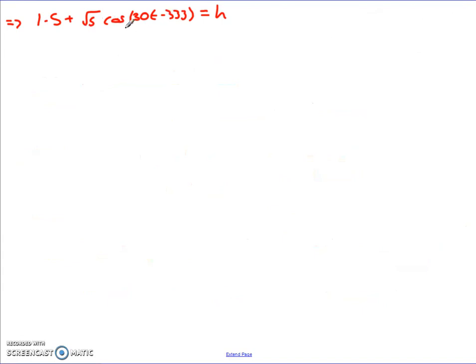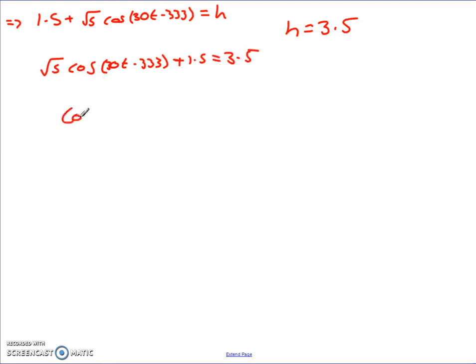So now that it's in that form, I can work with it. Now I know the critical height is when h equals 3.5. So if I substitute that into here and solve the equation, I can find when it's going to hit that critical point. So root 5 cos of 30t minus 333 plus 1.5 equals 3.5. That's where my critical height is going to occur. So take this and solve it like an equation. I then get cos of 30t minus 333 equals 3.5 minus 1.5, which is 2, divided by root 5. So I get 2 over root 5.